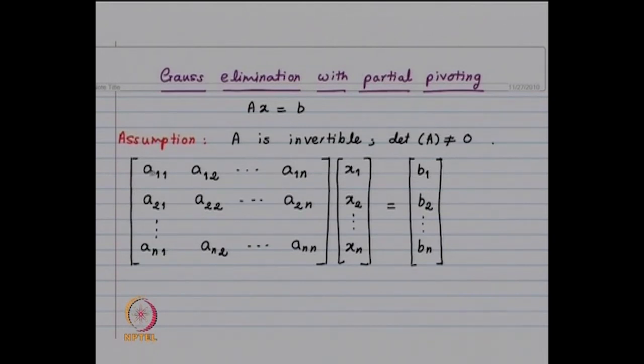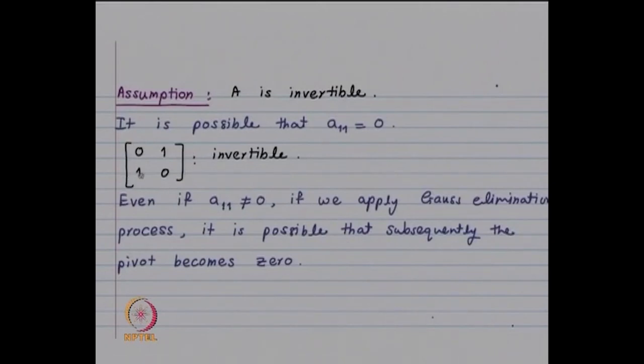Now, if A is invertible, it can very well happen that this A11 is equal to 0. We had already considered this example, a 2 by 2 matrix. It is an invertible matrix because the determinant is equal to -1, and the pivot, the first entry A11, is equal to 0. Now, even if A11 is not equal to 0, you should avoid dividing by a small number. When you are doing exact computations, or when we do the mathematics, we say that you cannot divide by 0. When your computations are going to be with the help of a computer, you should not divide by a small number. Now, what happens when you divide by a small number?